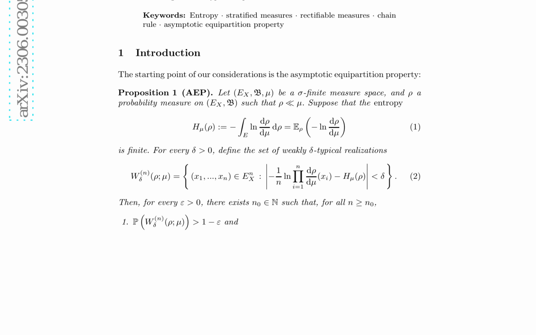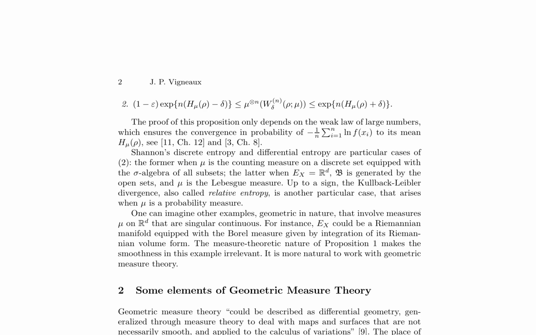This property demonstrates concentration on strata of a few, typical dimensions, and links the conditional term of the chain rule to the volume growth of typical sequences in each stratum. The AEP is essential for understanding the behavior of entropy in these measures, as it reveals the underlying structure of the entropy landscape.